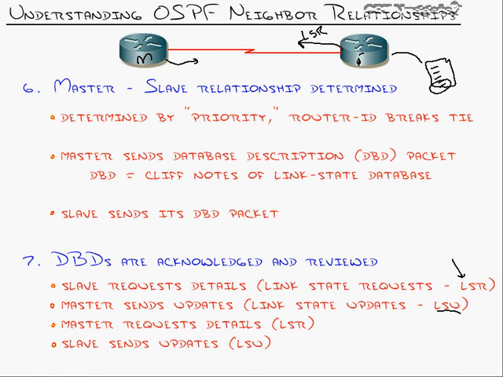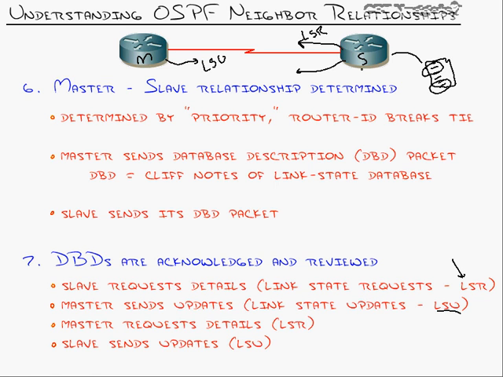So the slave is going through that list, sending one LSR, one link state request, for every network it doesn't know about. Maybe it was 2 networks it didn't know about. 2 LSRs will go out, and the master will respond with that LSU saying, here's the information.